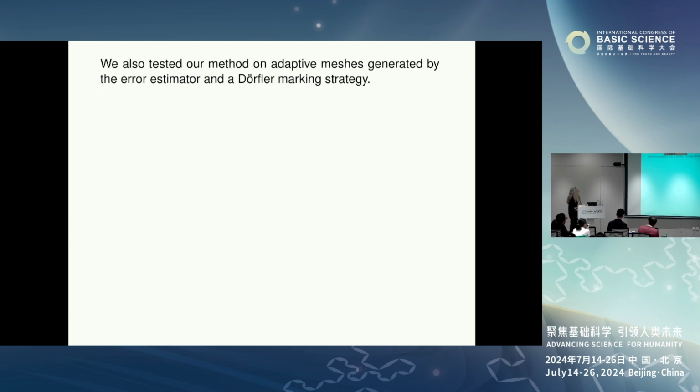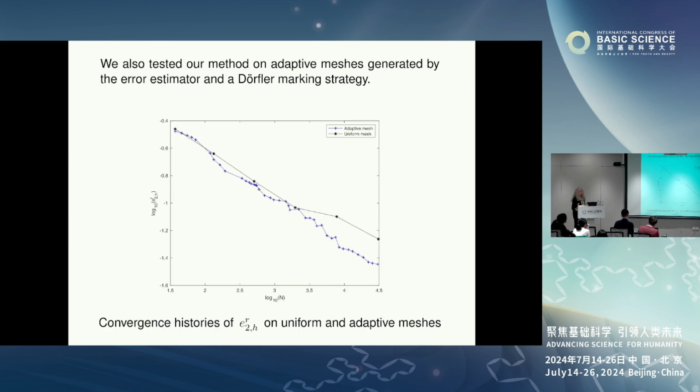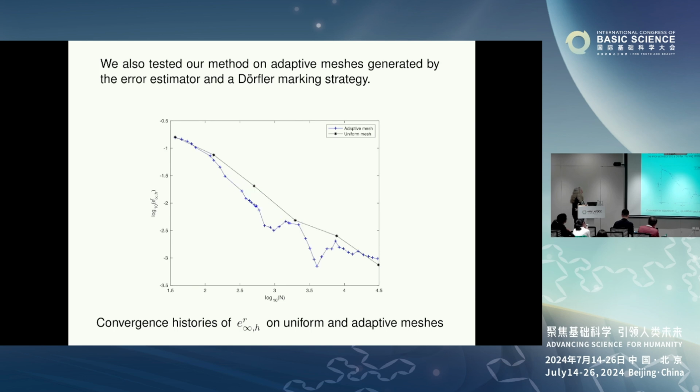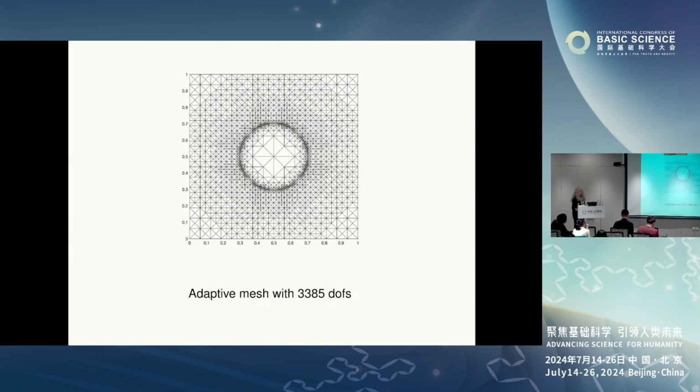We've also tested our method on adaptive meshes generated by the error estimator using a Dörfler marking strategy. The solution obtained by adaptive meshes performs better in the H norm and also in the L infinity norm. And we see that the adaptive mesh clearly captures our singularity.